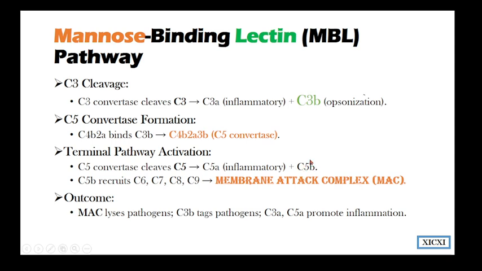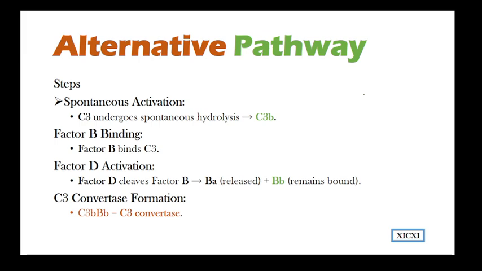This C5B recruits C6, 7, 8, and 9. Now they form what you call the membrane attack complex. This will go and destroy the pathogen. Now the MAC destroys the pathogen, and the pathogen is no longer causing problems to our body. So this is all about the mannose-binding lectin pathway, or lectin pathway. So let us have a look at the alternative pathway.